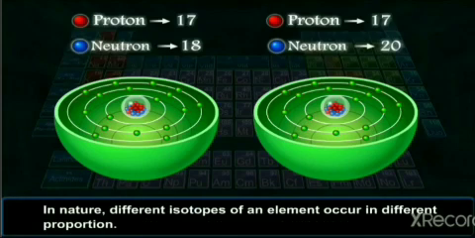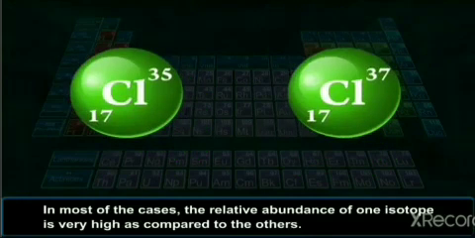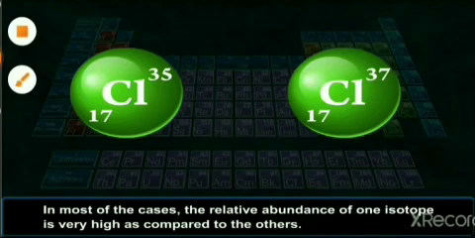In nature, different isotopes of an element occur in different proportion. In most of the cases, the relative abundance of one isotope is very high as compared to the others.